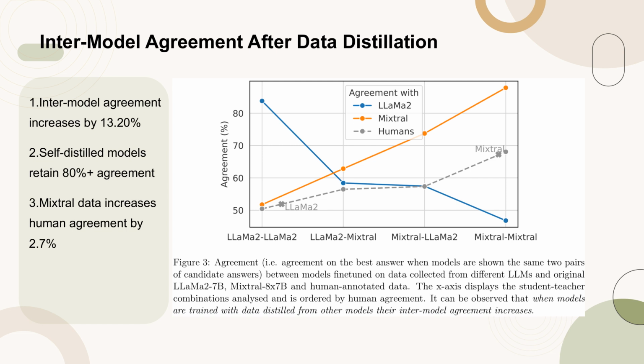Figure 3 illustrates the agreement rate between models before and after data distillation. It shows that training on synthetic datasets generated by other models increases intermodal agreement by up to 13.2%. Self-distilled models maintain over 80% agreement with their teacher models. Additionally, fine-tuning on Mixtral's data increases human agreement by 2.7%, contrasting with a decrease when using Llama 2's data.